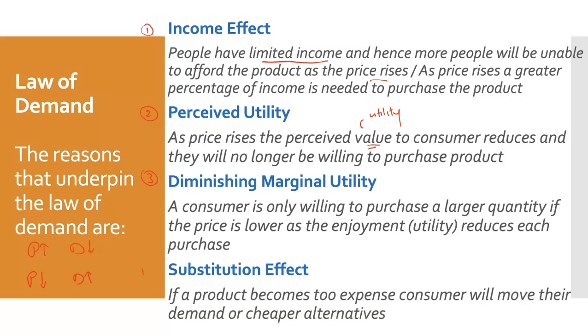Fourthly, the substitution effect is a reason for the law of demand. If a product becomes a little bit too expensive, consumers will move their demand to find cheaper alternatives. So as the price of the good or service goes up, demand will go down because some consumers will try and find other alternatives, or what we would call substitution.